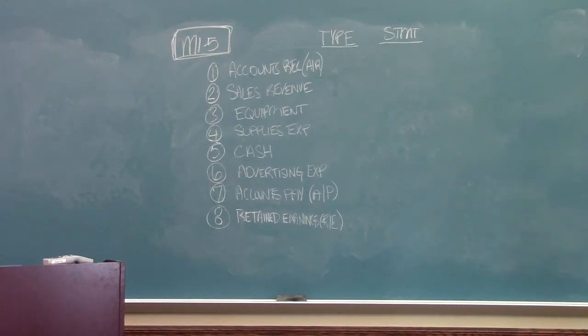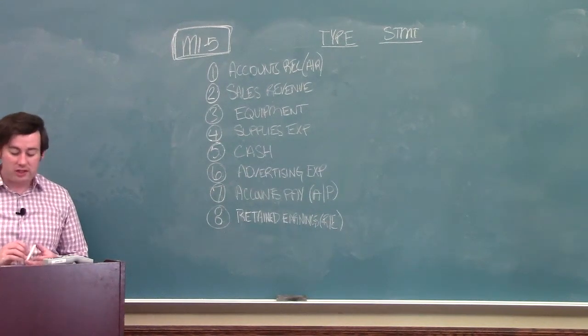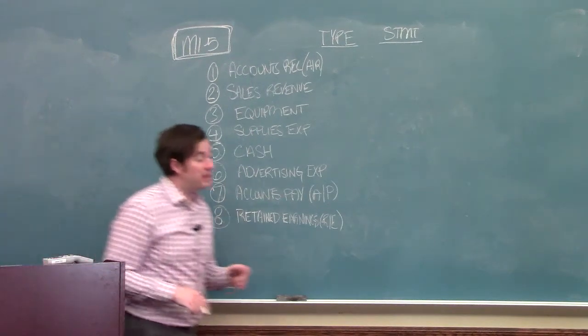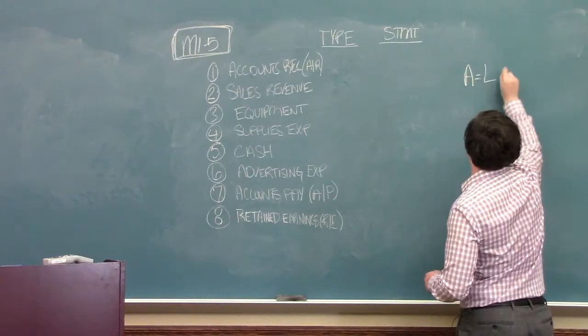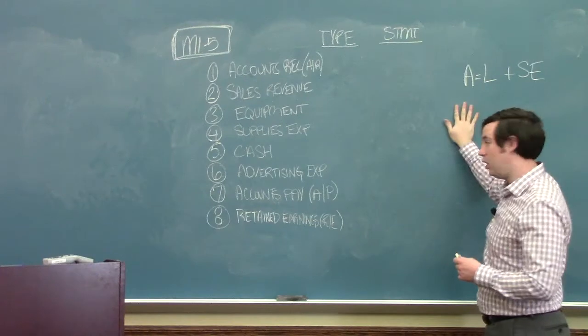Alrighty, M15 is the next one on our list. M15 indicates for each item, select the type of account and then determine whether it's reported on the income statement or balance sheet. More briefly, let's write up to the side. Assets equal liabilities plus stockholders' equity. Obviously, I'm abbreviating here, okay?